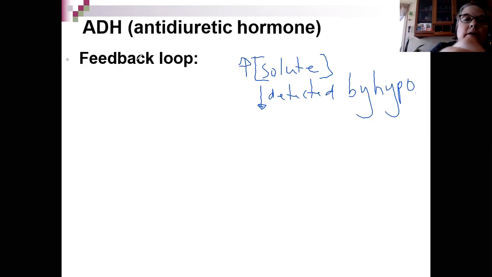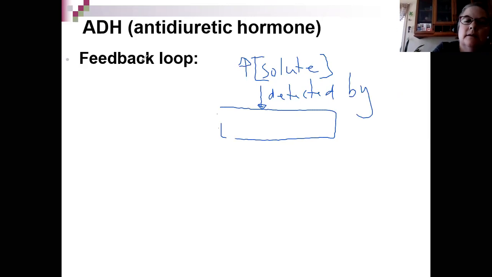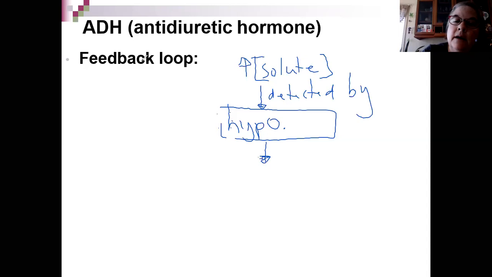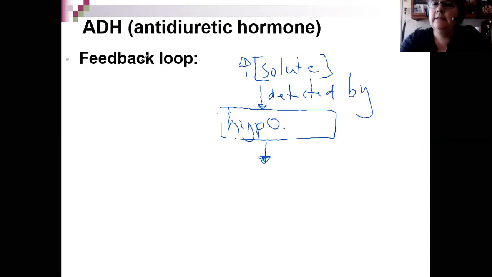Actually, I'm going to just do this here. We'll draw a picture. There we go. So it's detected by the hypothalamus. Sorry, this pen doesn't work the best. I'm going to shorthand it because it's hard to write. So the hypothalamus is going to send a message now onto the next part of this, right? So high solute in our blood, okay? Too much solute. Detected by the hypothalamus. Hypothalamus is going to send a message on.